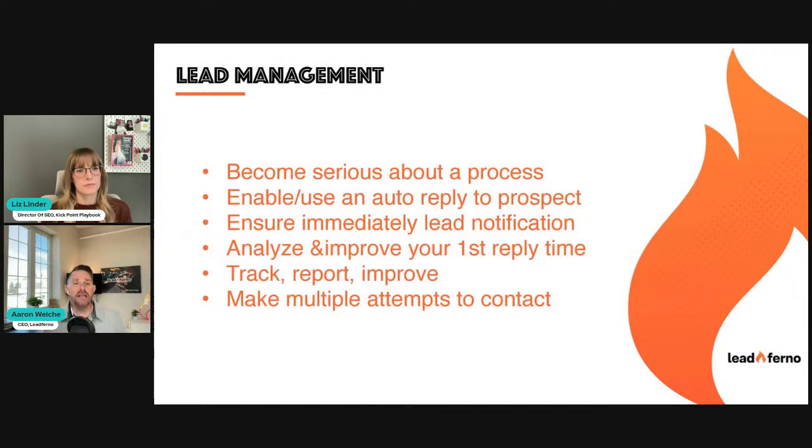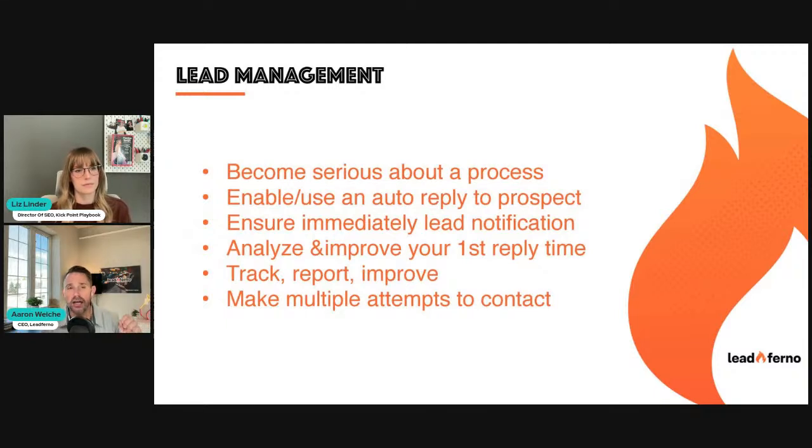All right, so within your lead management, here are the things to think about. First of all, become serious about a process. If you don't have a process, you don't have guidelines, you don't have minimum attempts, the channels you're using, any of that stuff, you're not serious about it. You haven't built a real process around it. And if you haven't built a process, then you can't track, measure, and figure out what you can do better.